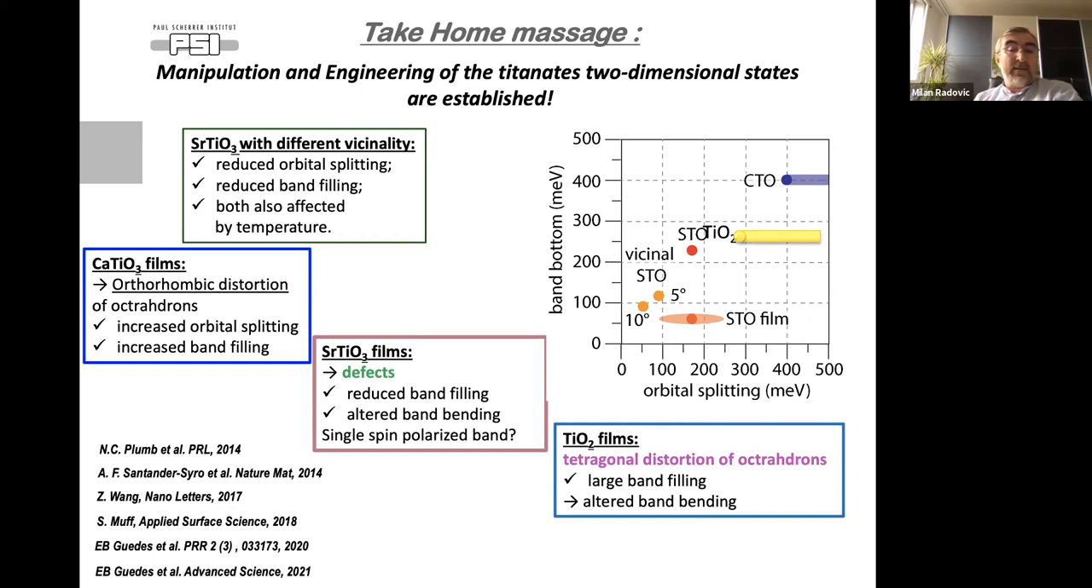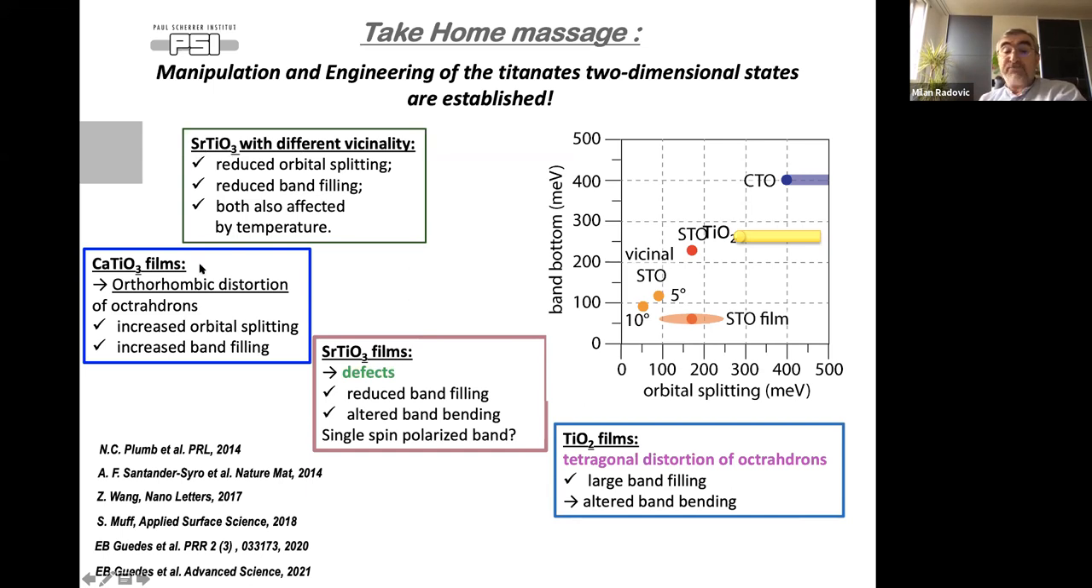a new path for how to use this system. Once you have the subbands, either one band or two subbands which are polarized, you will be able to form a platform for spintronics, which is very powerful, or orbitronics, which is very powerful. So how did we do that? We did this with the engineering of STO with a different rationality.